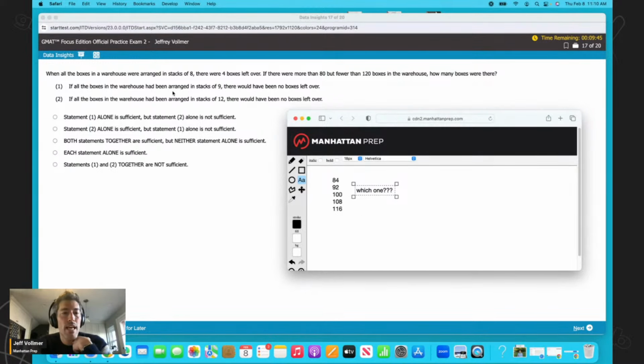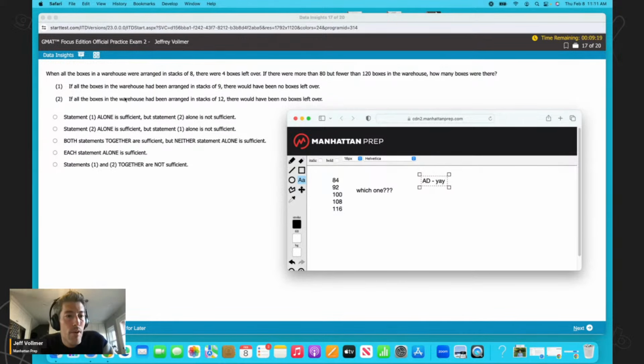Statement 1, if all the boxes had been arranged in stacks of 9, there would be no boxes left over. So that implies the total number of boxes is a multiple of 9. Only 108 here is a multiple of 9, right? All of the rest of these differ by 8, so they're not gonna work. You can add up their digits, whatever you want. But the answer has to be A or D here. We're gonna give it a yay instead of a boo.